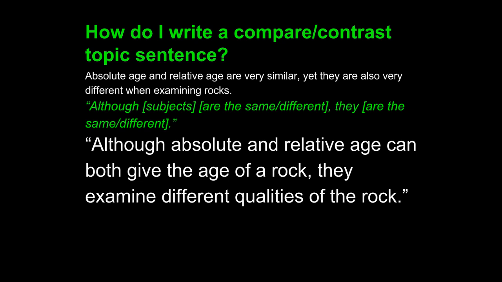They both give the age of a rock. In the student answer, that was a subsequent sentence way down in the paragraph. Now the student can state that similarity in the topic sentence and avoid that confusion later on. The science teacher reading this paragraph understands that the student knows where they're going. They have already stated that both of these determine the age of a rock, but now they will examine the different qualities of the rock that both age determining techniques focus on.